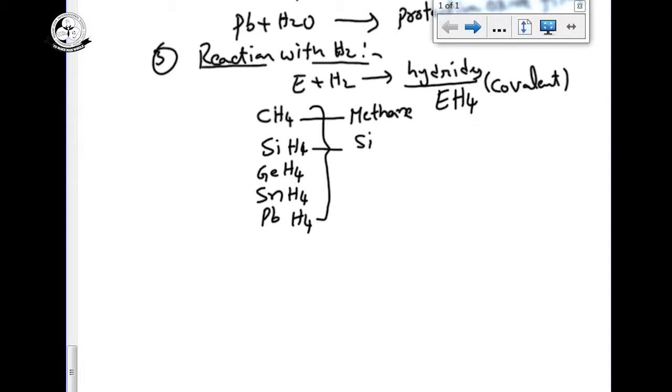SiH4 is called silane. Germanium hydride is called germane. Tin hydride is called stannane. Lead hydride is called plumbane.